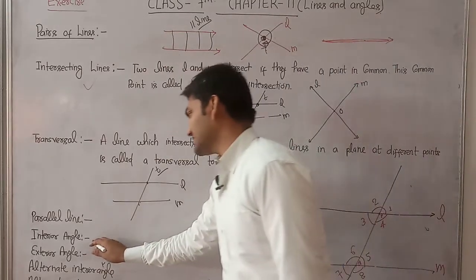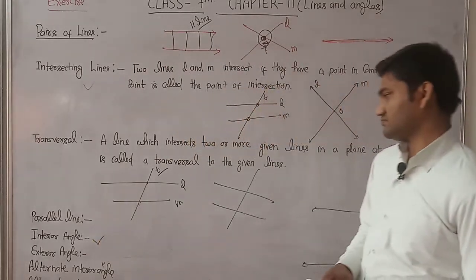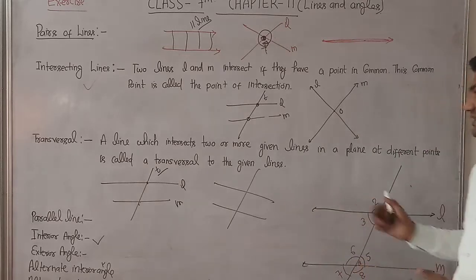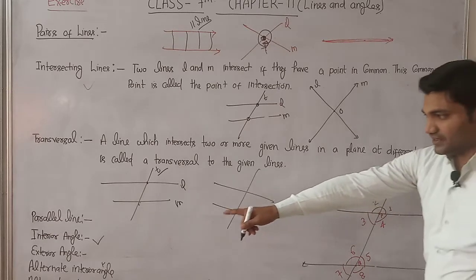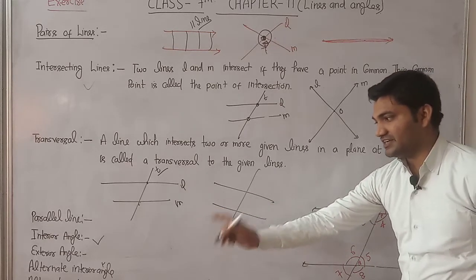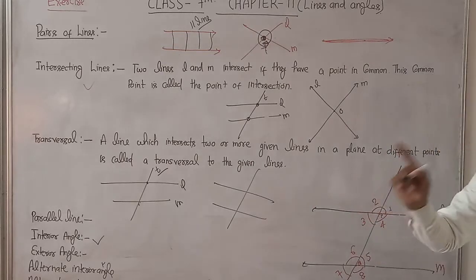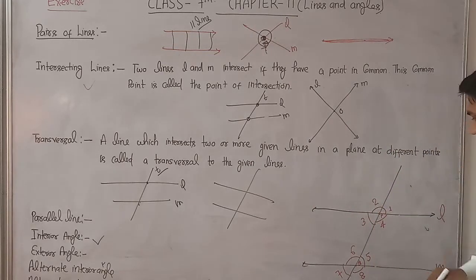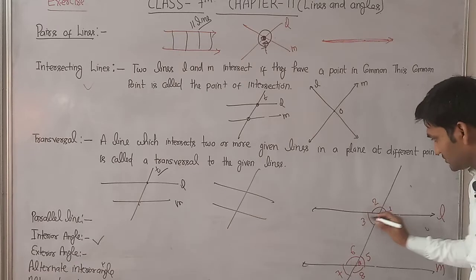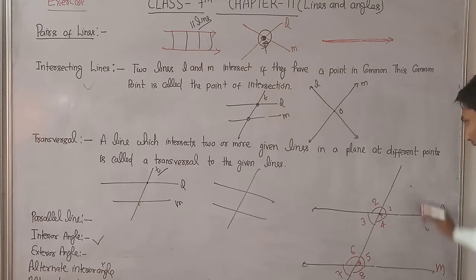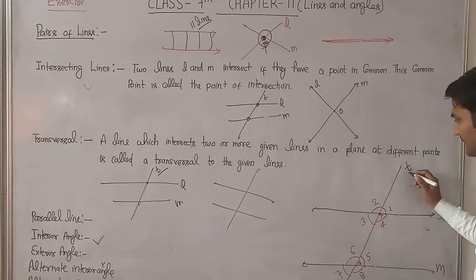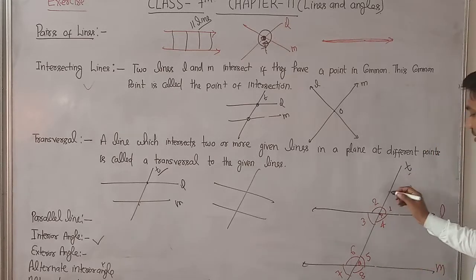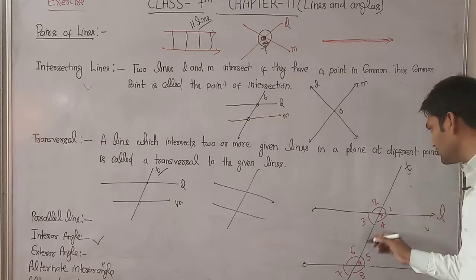Now next is interior angle. In the figure, some figure is given. The figure is this. Discuss this figure: interior angle, exterior angle, alternate interior angle, and alternate exterior angle. First discuss the interior angle. What is an interior angle? There are two points P and Q, two lines L and M, and T is the transversal intersecting both lines L and M. It means T is the transversal. Now many angles are formed by the transversal.